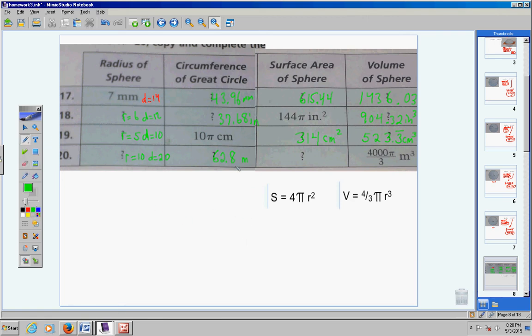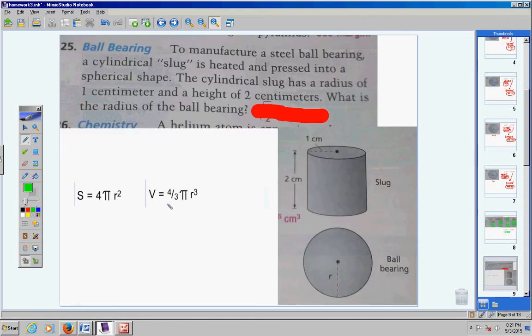Now, let's find the surface area. So we have 4 times 3.14 pi times the radius, which is 10, the radius squared. So, typing that into our calculators, we're going to get 1,256 meters squared, because we're dealing with area. This was a really good exercise, guys. Very good. Alright, number 25.